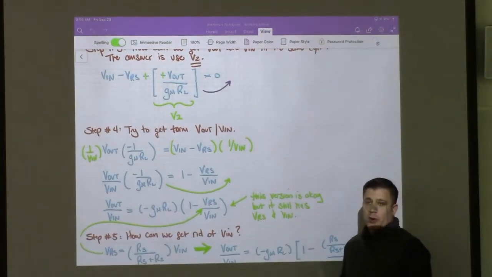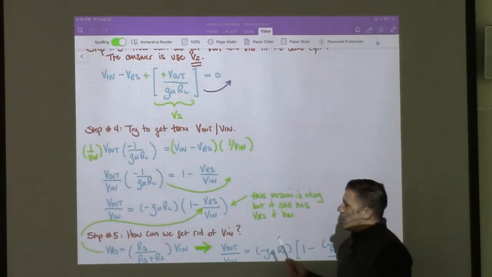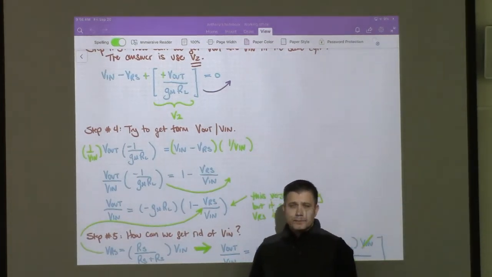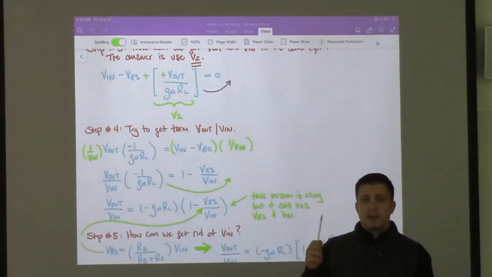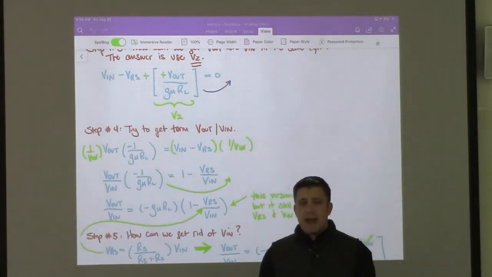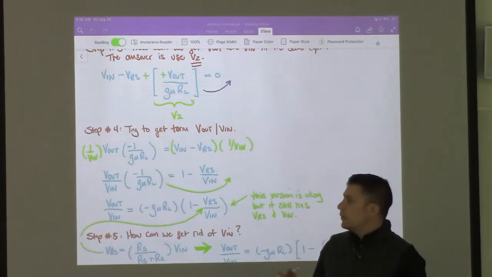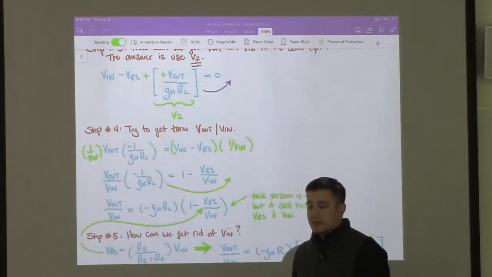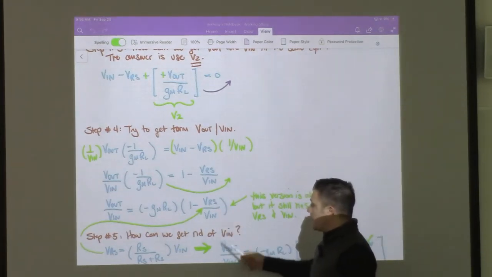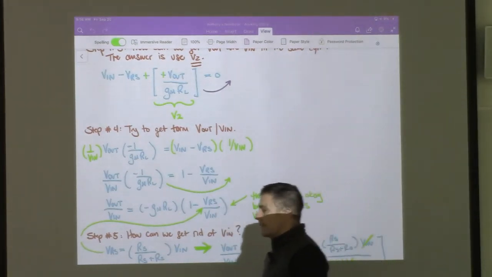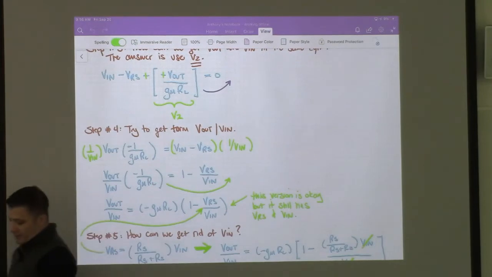So we're a little bit short of what we need, because for our transfer function, V out over V in should be a function of only the static parameters of the circuit, which in this case are the resistances. So we need to get rid of our VRS, and we need to get rid of our V in. So how do we get rid of VRS?